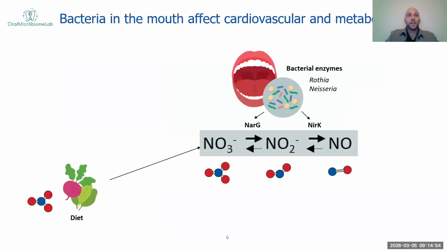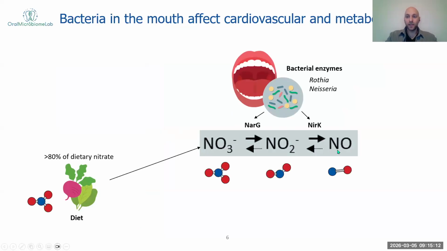And we obtain nitrates from our diet, mainly from vegetables. It has been estimated that we obtain over 80% of dietary nitrate from vegetables. And oral bacteria can convert this nitrate into nitrite and further into nitric oxide.